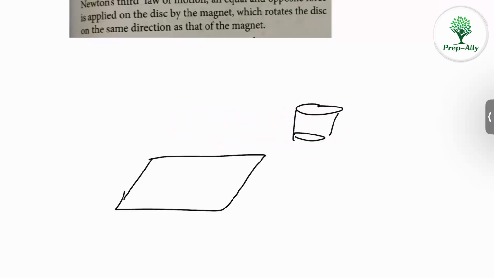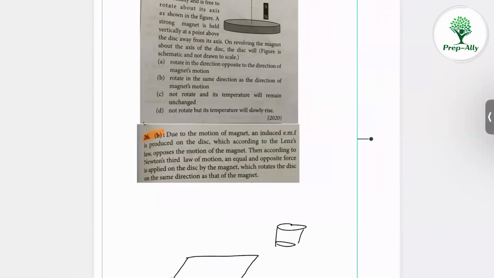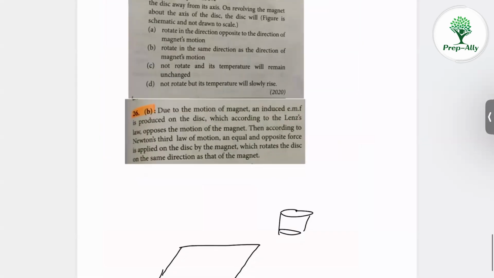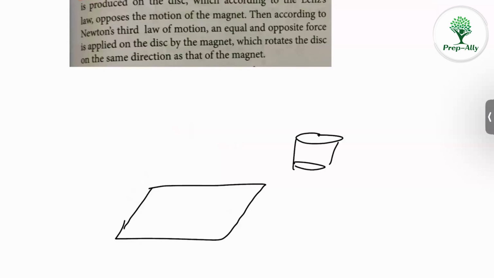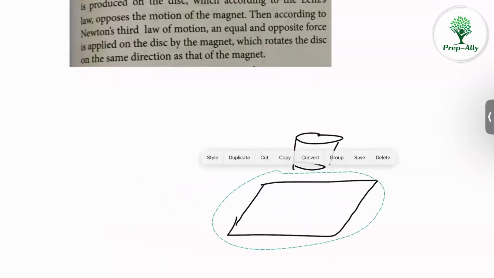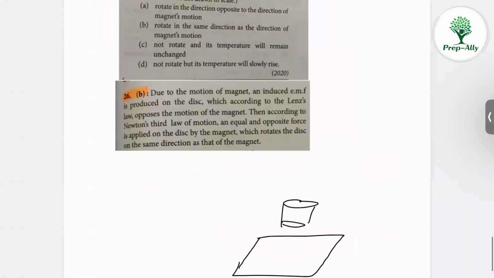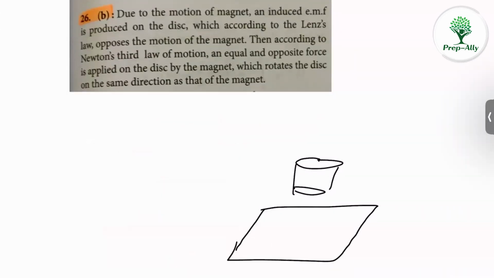When we move the magnet, it is going away. So the magnet is reducing the flux. But this plate says that no, don't do that. Give me the same flux. So that's why it also moves towards the magnet.